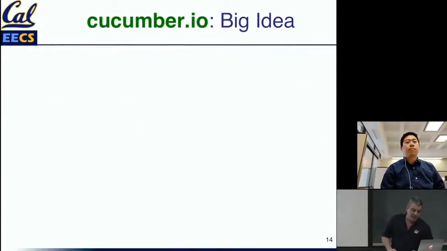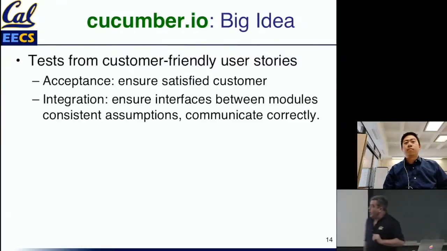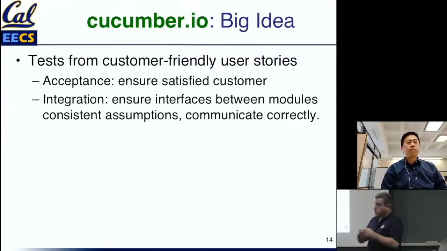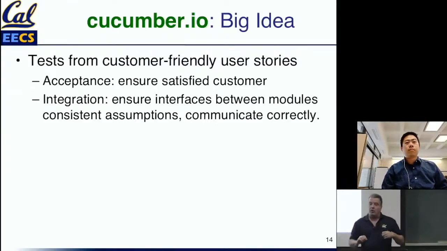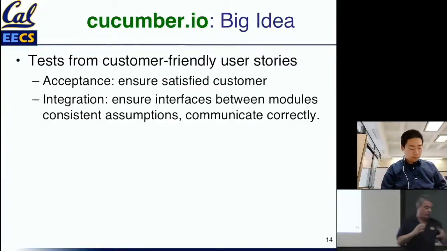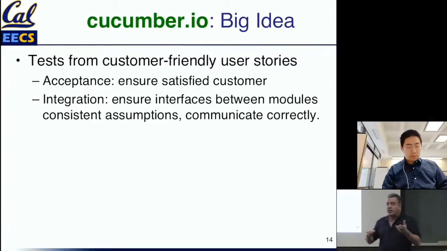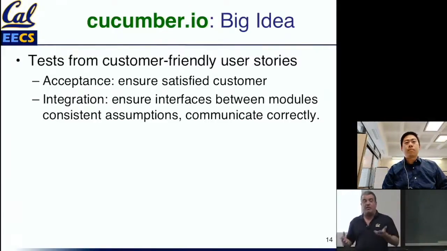So what's the big idea behind cucumber? If you believe that these sort of 3x5 index cards plus mockups, user stories, are a reasonable way to come to agreement with the customer, because you can describe in plain language what the feature is supposed to do, you can draw simple pictures about it, then you can actually get two different kinds of tests out of that information.